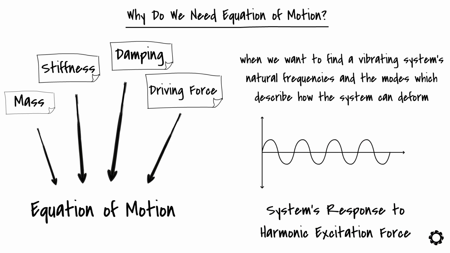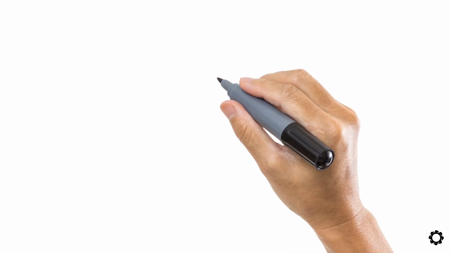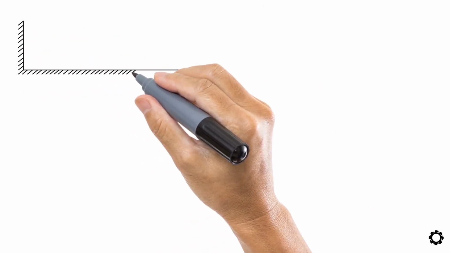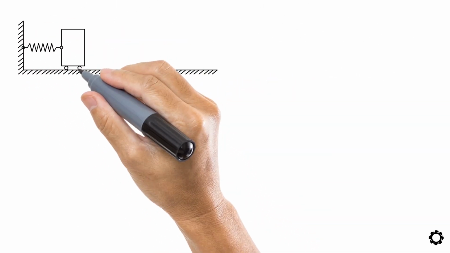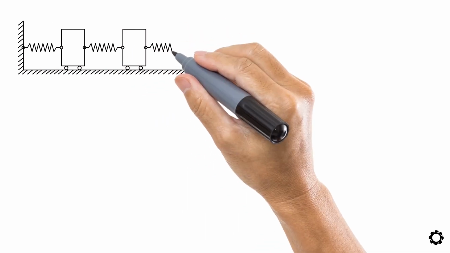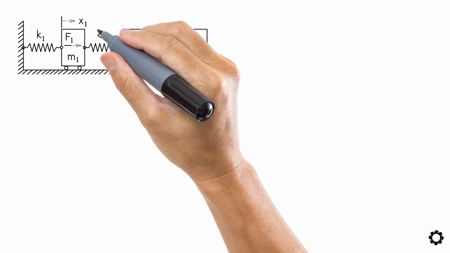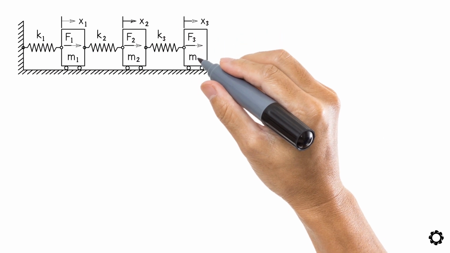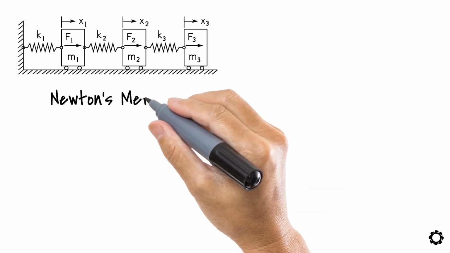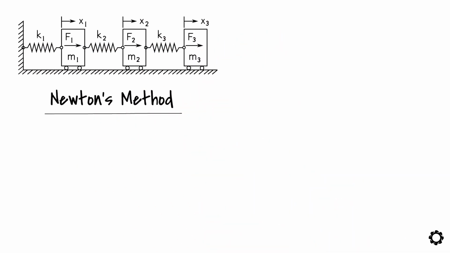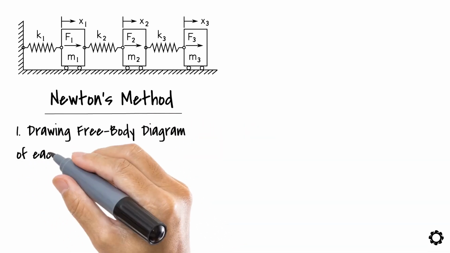Okay, now that you are familiar with the purpose of equation of motion, let's go through the steps of forming the system of equations for a shown multiple degree of freedom system which consists of multiple bodies. Like I said, there are several methods to form this group of equations, but for now, we are only going to focus on Newton's method. In Newton's method, we first draw the free body diagrams for each body in the system.